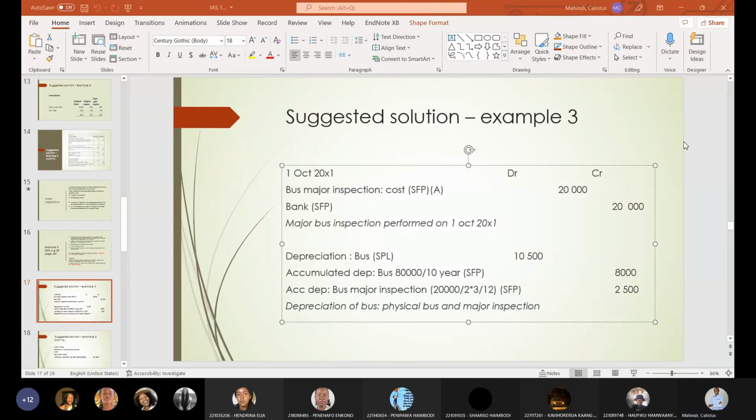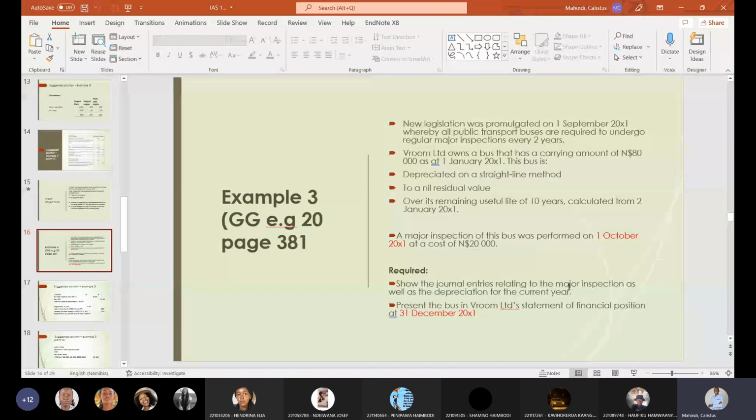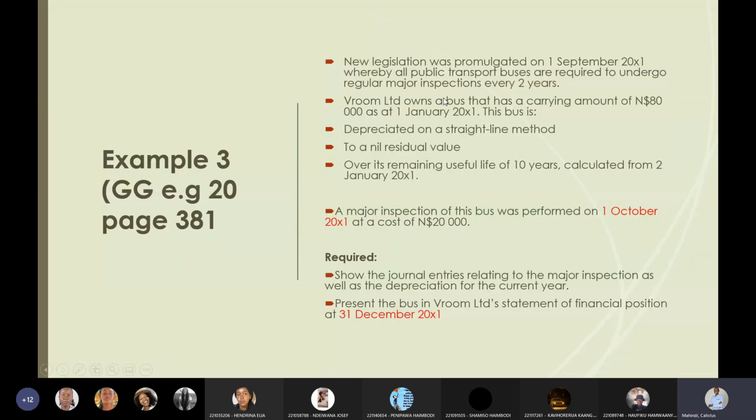Then the 2,500, I mentioned that. Let me go back to the question. The question tells us that the buses are required to have major inspections every 2 years. So a major inspection was performed on 1st of October 20X1 at a cost of 20,000. So you'll take the 20,000 and divide it by 2 to get an amount of 10,000 per year.